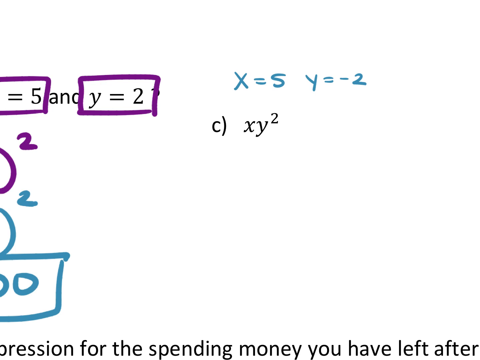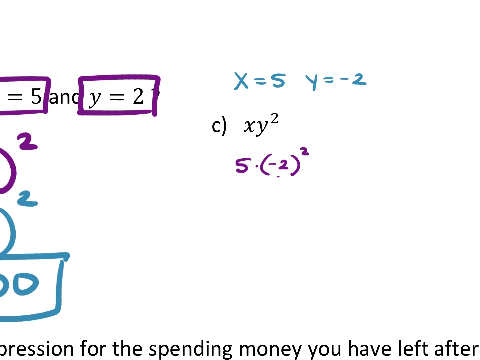This is 5 times a negative 2 squared. What is squared right now? Only the negative 2. Do not multiply them first, right? You exponent before you multiply. So negative 2 squared is what? Positive 4.